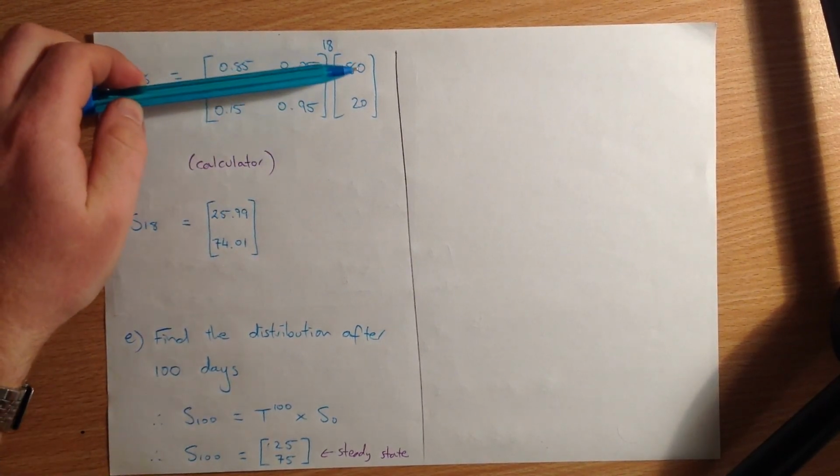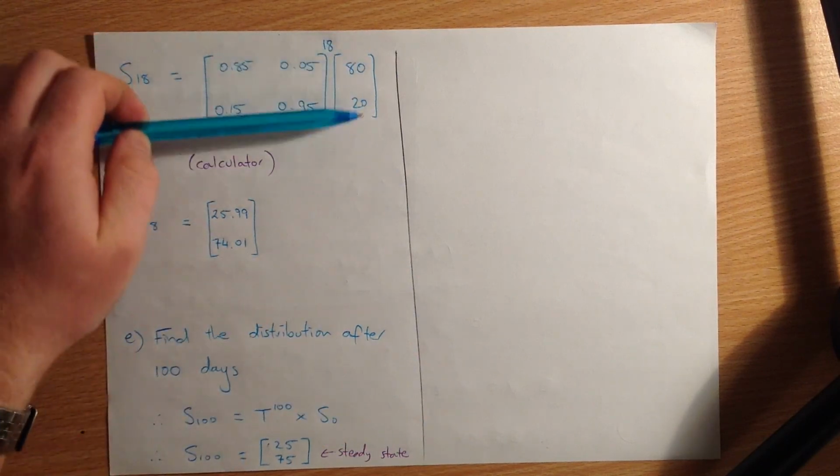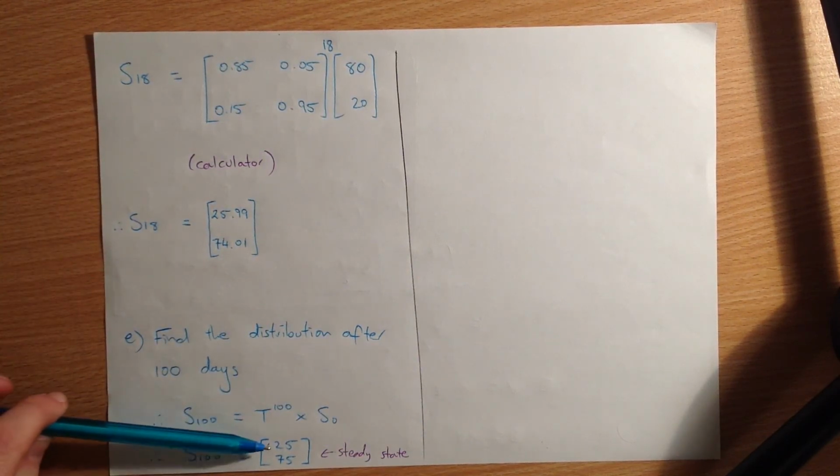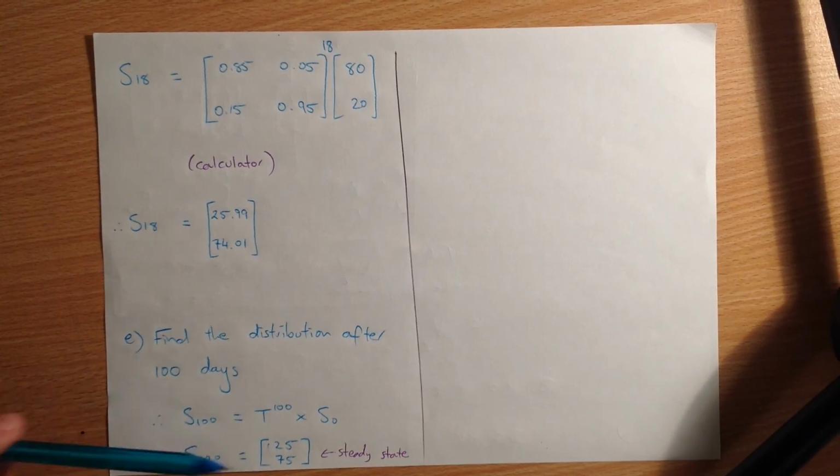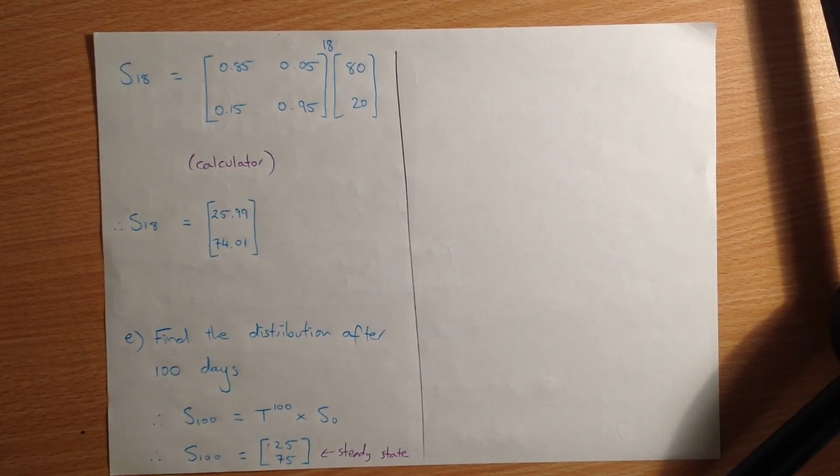So even if this was 0, 100 or 100, 0, it would still end up having 25 in this first section, 75 in this bottom section. We're going to see how that could be really useful in some application questions in terms of business usage and things like that.